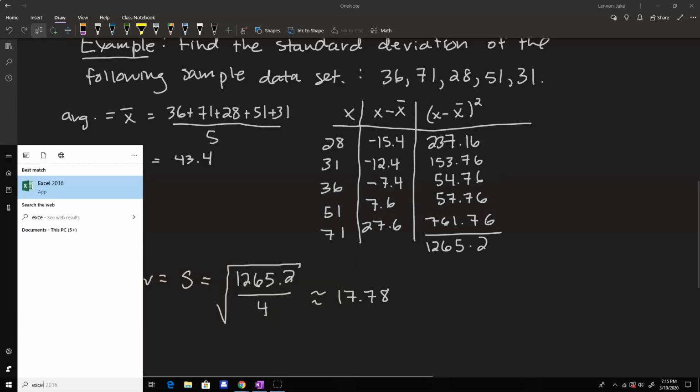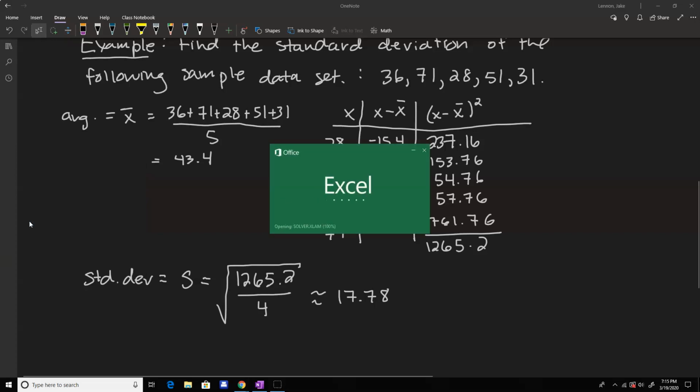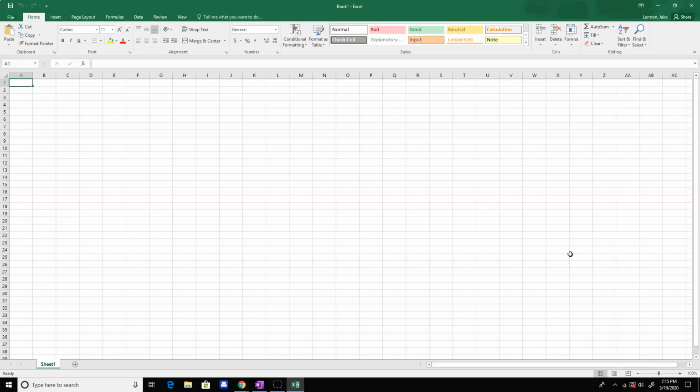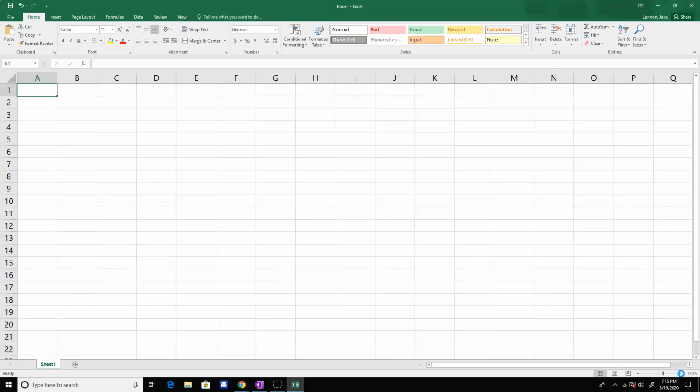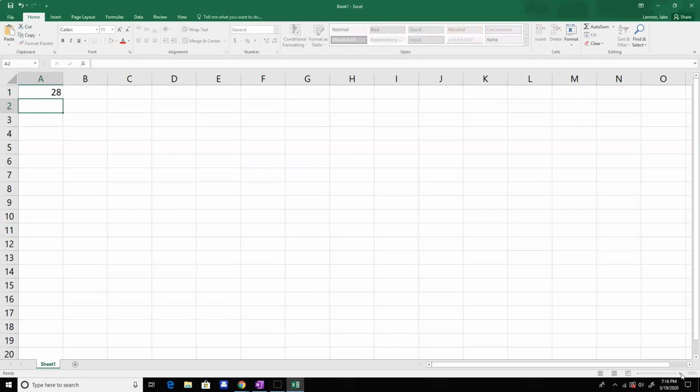So let's say we open Excel, we can type in those 5 numbers, and let's make this a little bit bigger so you can see. Let's type in our data values, 28, 31, 36, 51, and 71. Okay, so what we do is type equals if you want to do a formula, and then standard deviation. We see 2 options here, standard deviation .p and standard deviation .s. If you know the difference between a population and a sample, that tells you which one to choose. For all of our computations on the homework, we're using standard deviation sample.